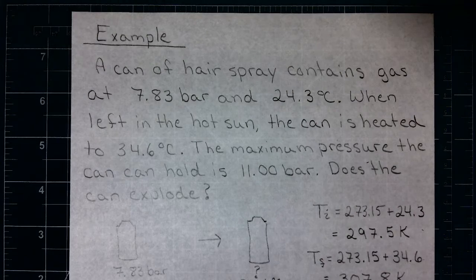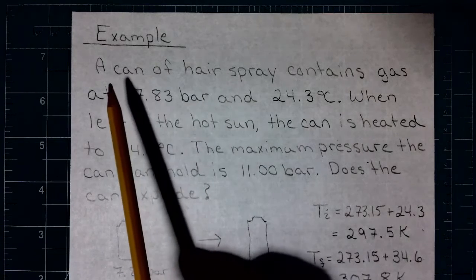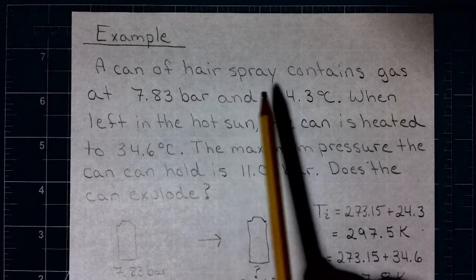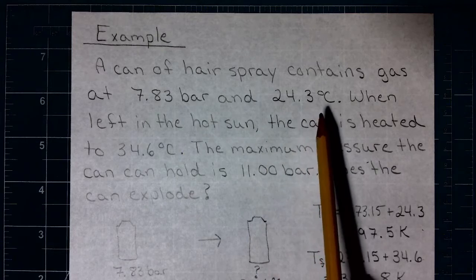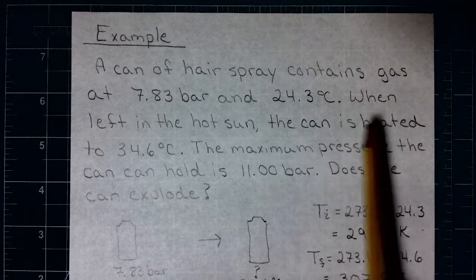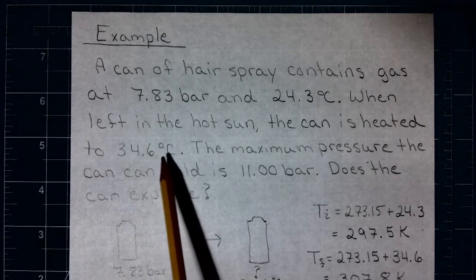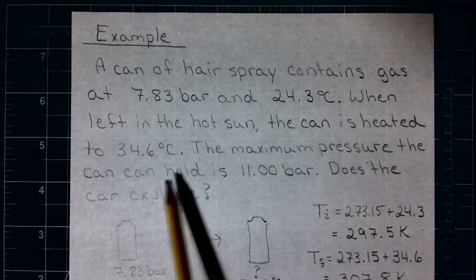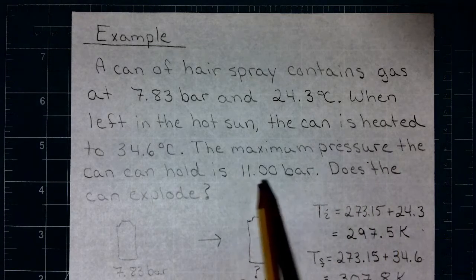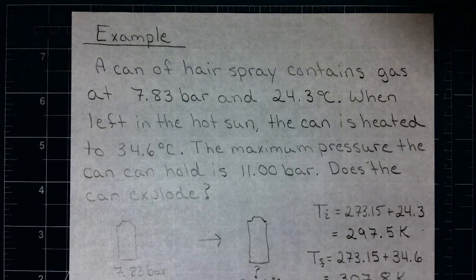All right, now let's look at a Gay-Lussac's law problem. In this example, a can of hairspray contains gas at 7.83 bar and 24.3 degrees Celsius. When left in the hot sun, the can is heated to 34.6 degrees Celsius. The maximum pressure the can can hold is 11 bar. The question is, does the can explode?